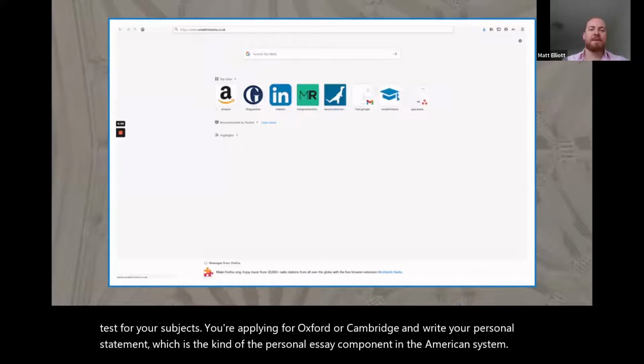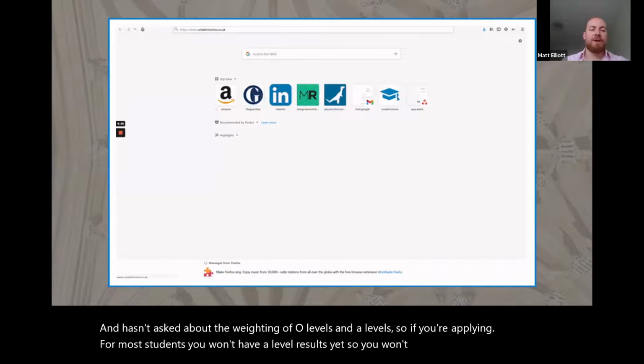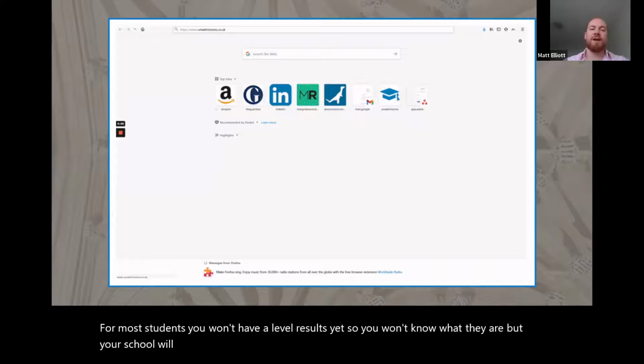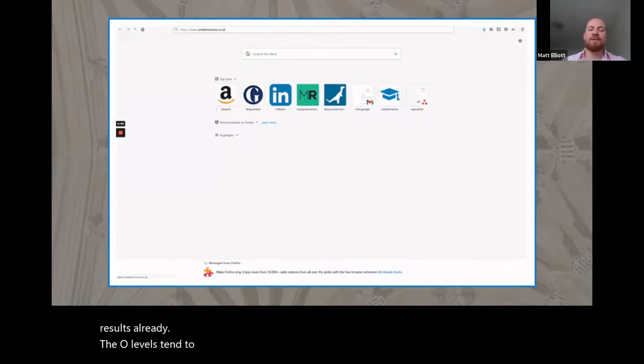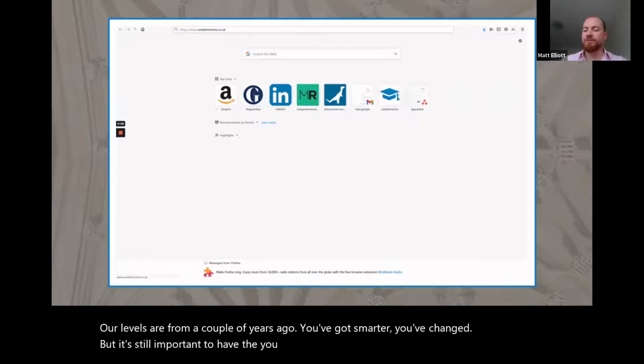Hasmer asks about the weighting of O-levels and A-levels. For most students applying, you won't have your A-level results yet, so you won't know what they are, but your school will be able to provide you with a prediction of your A-levels, and you'll have your O-level results already. The O-levels tend to be less important than the admissions tests, because the O-levels are from a couple of years ago, you've got smarter, you've changed. But it's still important to have credible grades there to put in as part of your application.